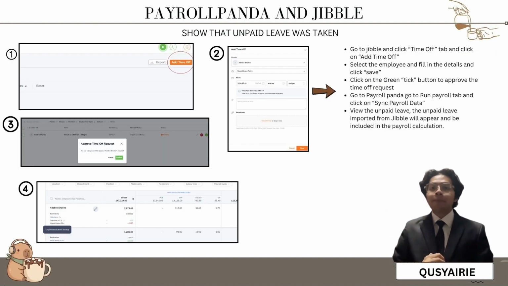Now, I will show how unpaid leave is taken. First, you go to Jibble, click the Time Off tab and click on Add Time Off. Next is to select the employee, fill in the details and click Save. After that, click on the green tick button to approve the time off request. Now, go to Payrollpanda, go to the Run Payroll tab and click on Sync Payroll Data. Now, you can view the unpaid leave. The unpaid leave imported from Jibble will appear and be included in the payroll calculation.